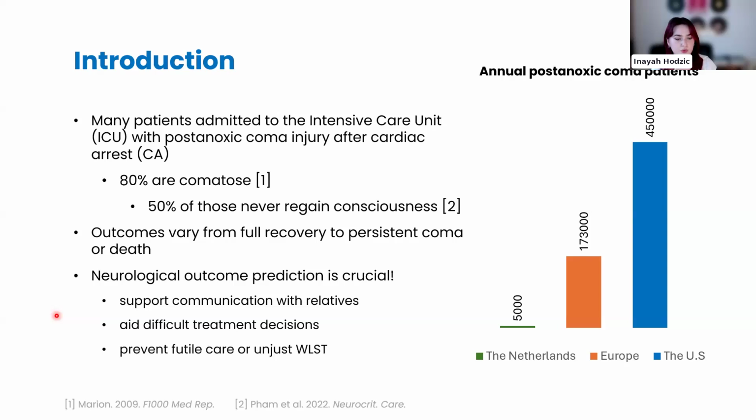And lastly, perhaps one of the most crucial parts is that it can help prevent futile care. So if someone is very obviously in poor condition, providing them care is in this case futile, and can have negative effects. Or the complete opposite side, we can have unjust withdrawal of life-sustaining treatment, and if it ends up that that person could have recovered, that's a very catastrophic consequence that we want to avoid, which is why neurological outcome prediction is so crucial in this condition.